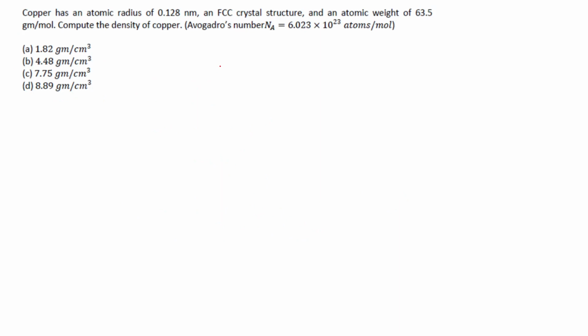Copper has an atomic radius of 0.12 nanometer and an FCC crystal structure, and the atomic weight is 63 gram per mole. Compute the density of copper. So you just have to calculate the density. Here also it is an FCC structure, so a will be 2 root 2 R, and volume will be a cube, that is, 2 root 2 R whole cube.